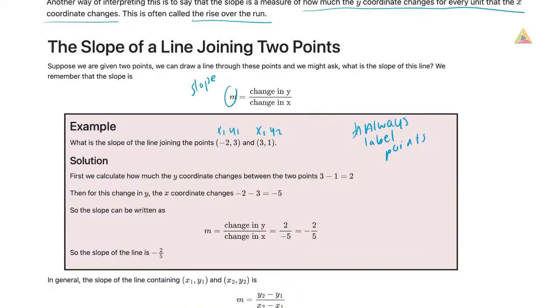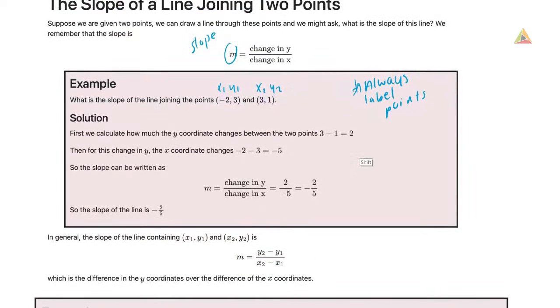So first we calculate how much the y coordinate changes between the 2 points. 3 minus 1 is equal to 2. So I'm just going to write up, now you'll see the formula here. So it's y2 minus y1 over x2 minus x1. So that's the difference in both of them. So y2 in this case is 1. So it's going to be 1 take away y1, which is 3.